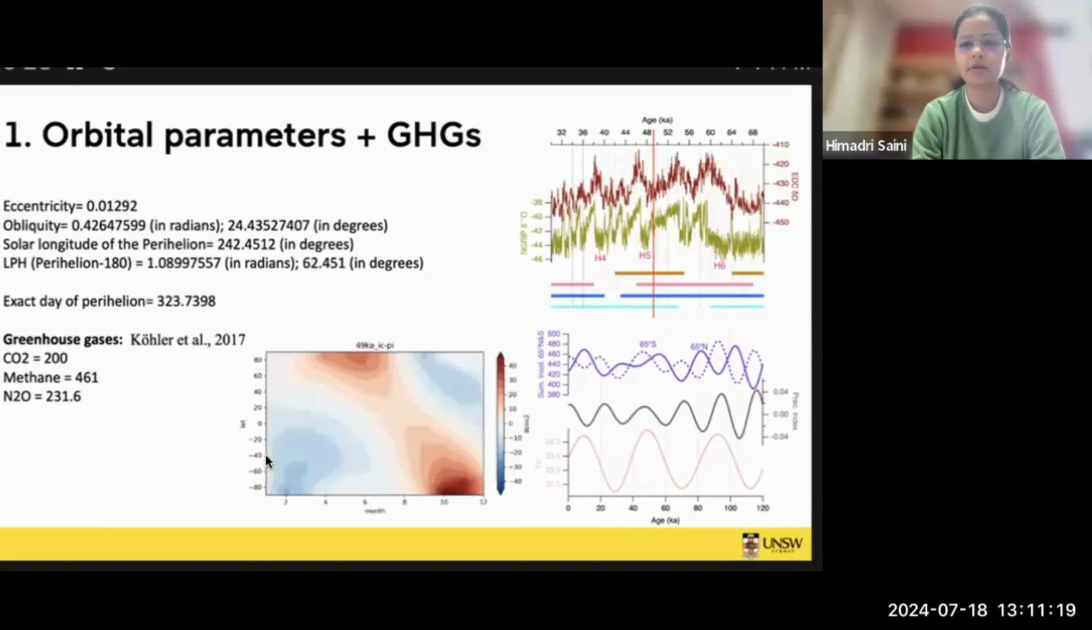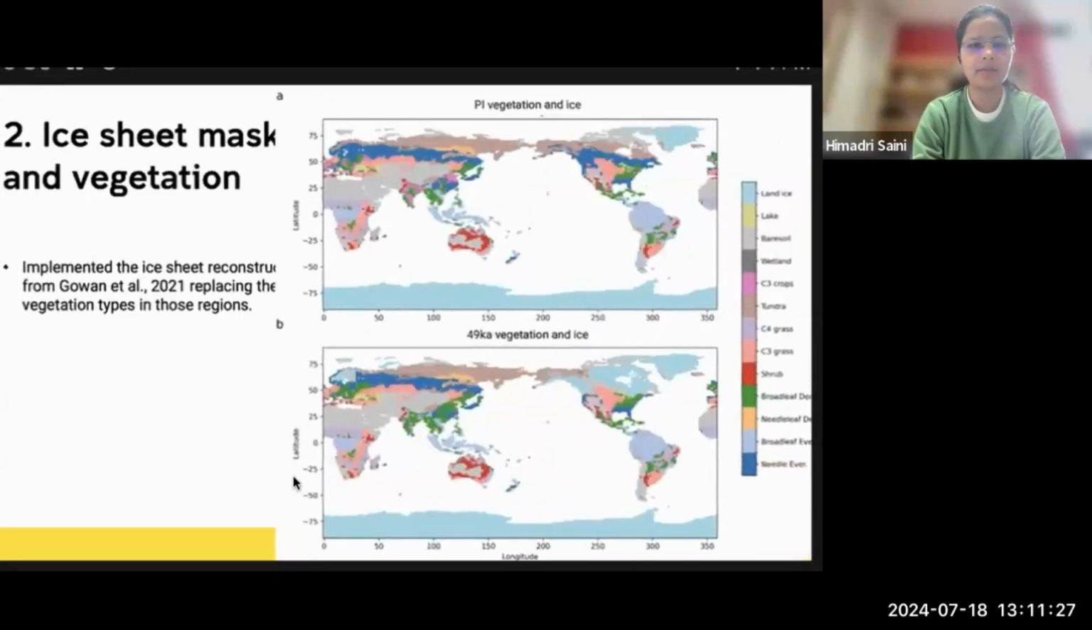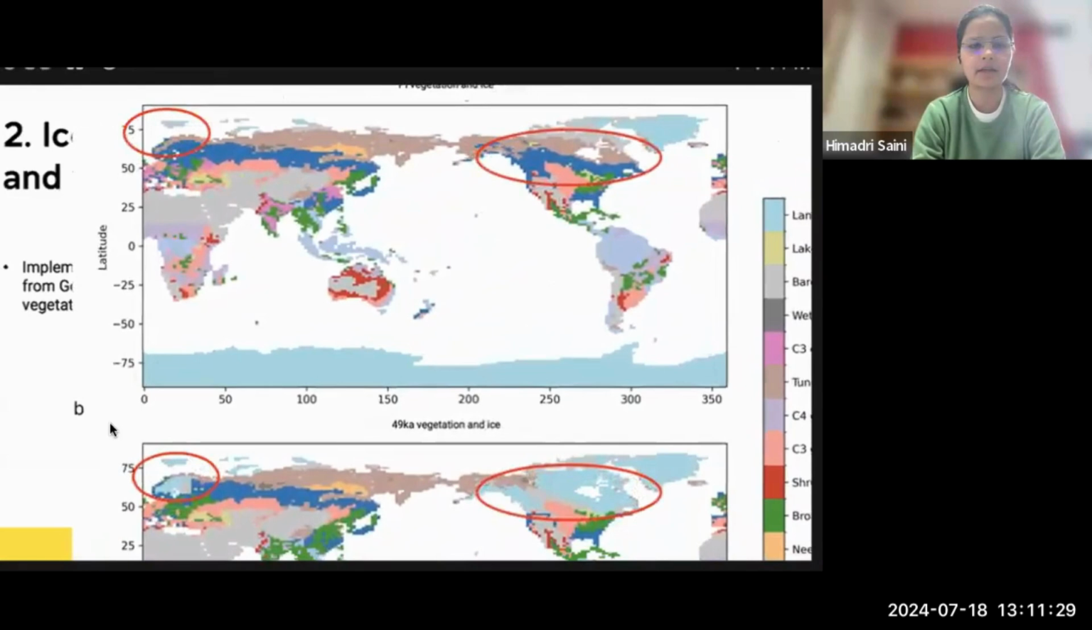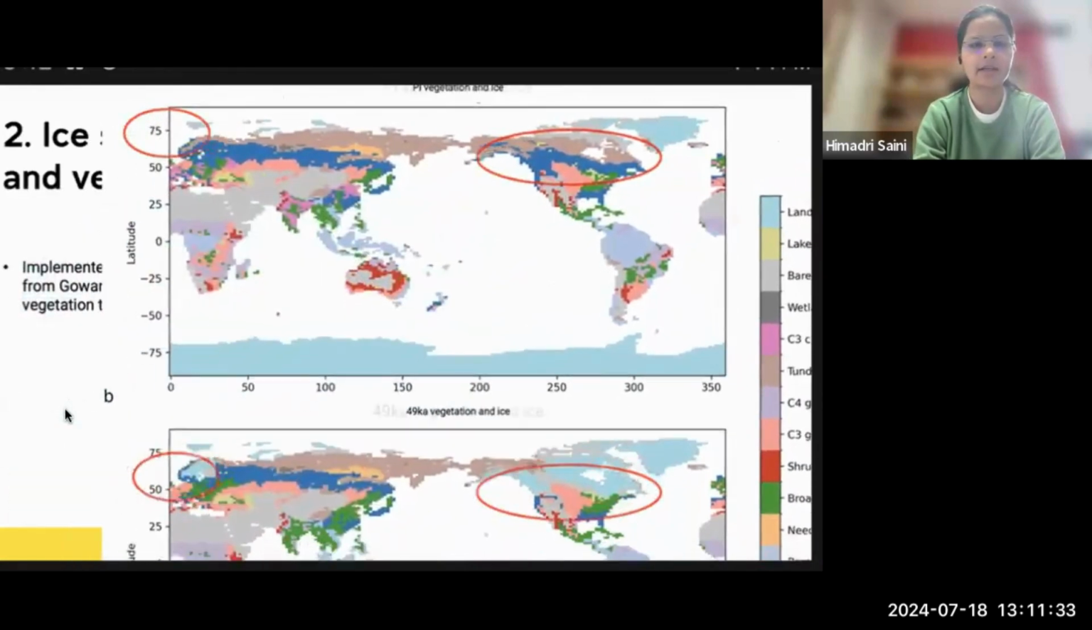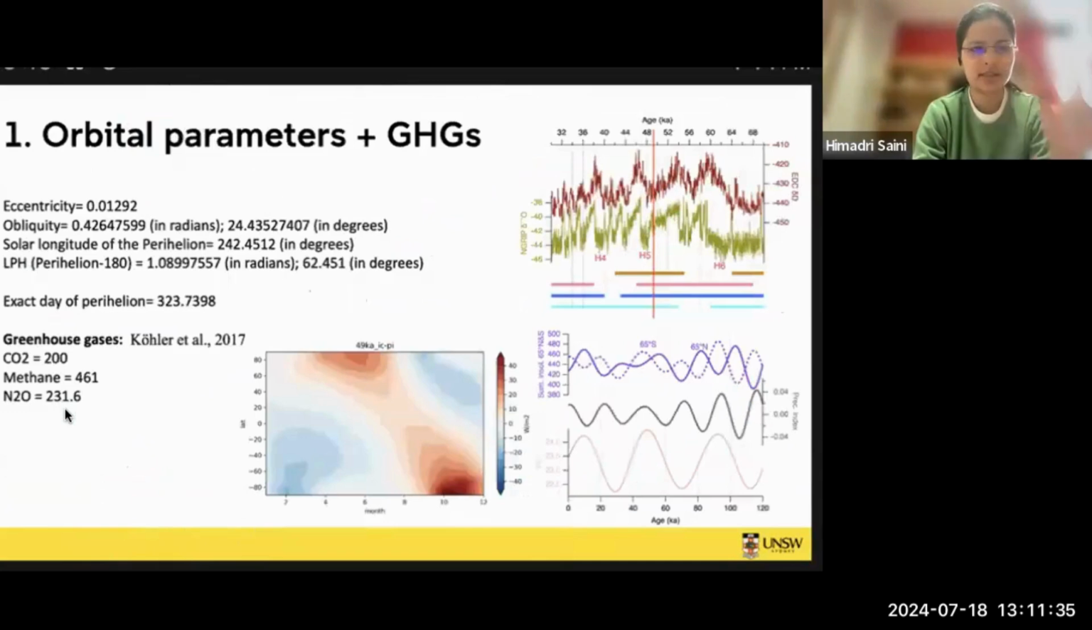The summer insolation for both the hemispheres at 49K compared to PI is higher during the summer. So this was the first step that we took.